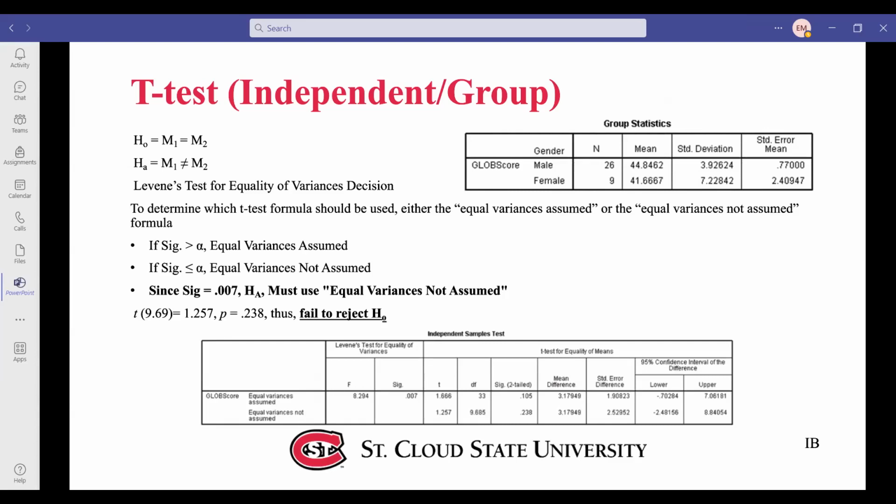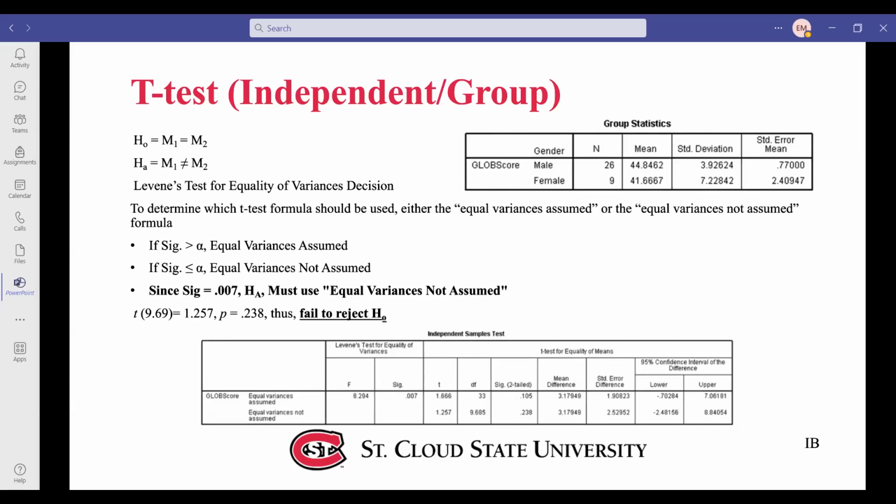So null hypothesis, there is no difference. The null hypothesis is always a statistical one. We assume there's no effect, there's no difference, it's all the same, right? So there's no difference between male and female. In my example here, we can see gender, male and female, and then M1 equals M2.